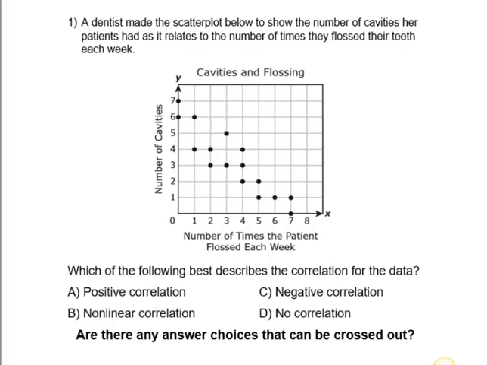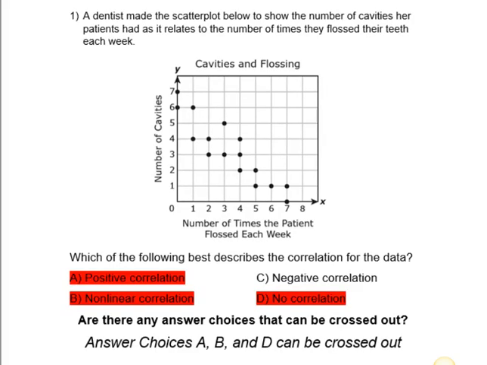Now that we understand and have defined what each answer choice means, looking at our scatter plot and the answer choices we have, are there any answer choices we can cross out? Looking at the number of cavities as it relates to the number of times the patient flossed each week, are there any answer choices that we can cross out? If you said that we could cross out A, B, and D, you are correct. And let's look at why.